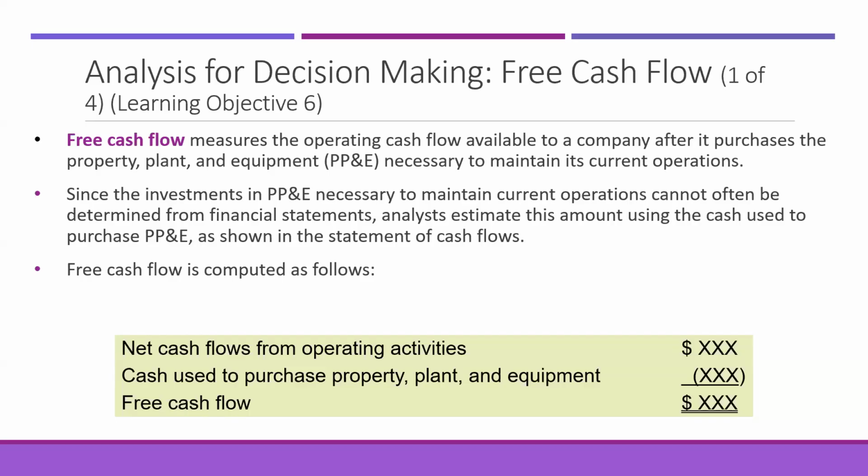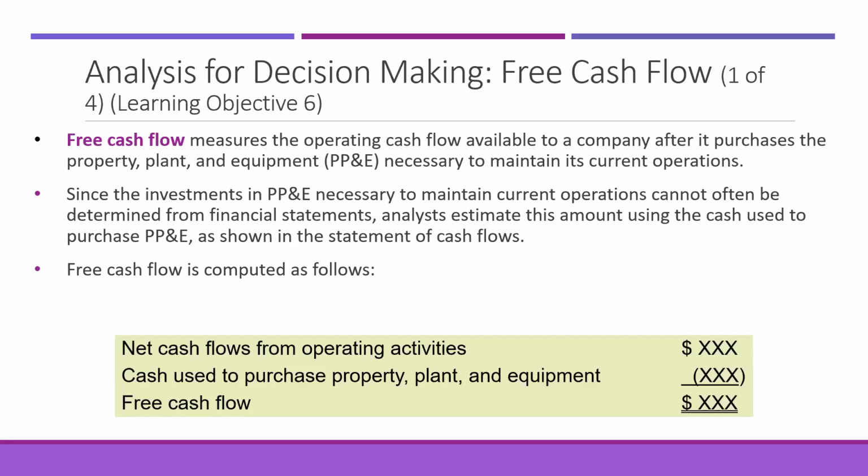If they stopped purchasing property, plant, and equipment, they would probably go out of business in 5 to 10 years because they would not have any cars left. And so it's an essential part of the business. This cash used to purchase property, plant, and equipment is eventually going to be depreciation expense. It's not available to return to investors.